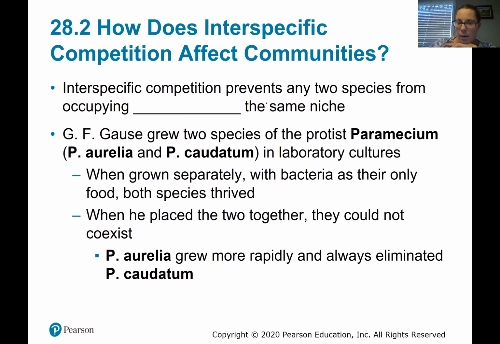So interspecific competition prevents two species from occupying... I put the wrong thing here.